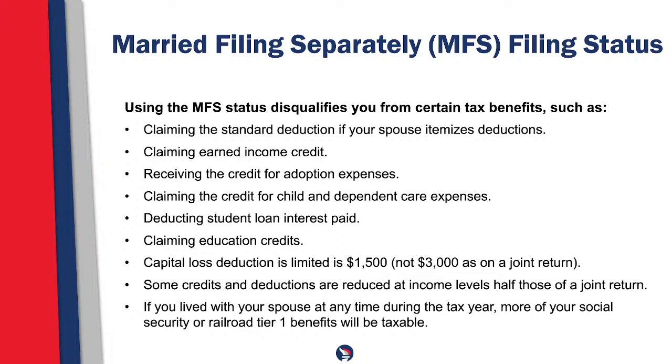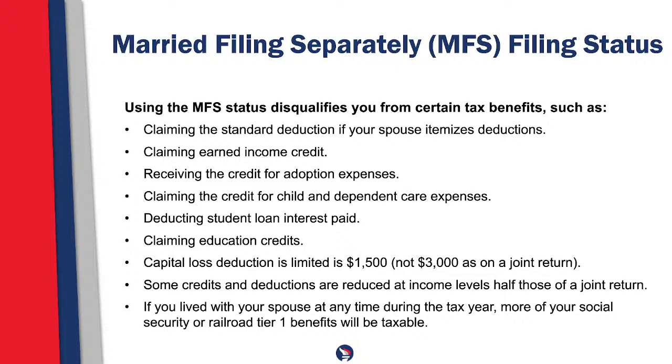So instead of being able to write off a $3,000 loss on a single or a joint return, you are limited to a $1,500 loss on the return, but the carryover still exists. What you can't use can carry over to future years, so it's just more of an inconvenience that you can't take as big a number as you could, but it doesn't limit the amount that you can actually roll over to future years. Some credits and deductions are reduced at income levels half of those on a joint return, meaning that my income can disqualify me for these certain credits faster.